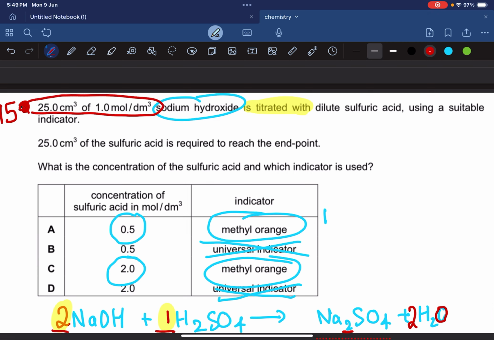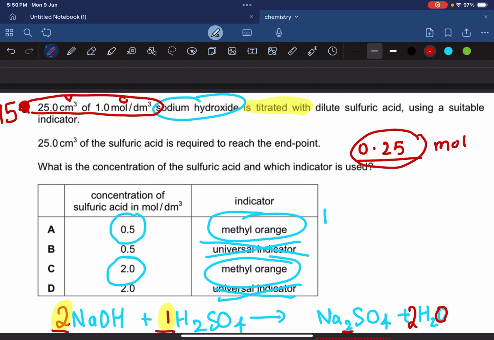How many moles over here do you have? You have a 25 cm cube. You just have to multiply it, and you're going to get 0.25 moles. Okay, moles equals concentration into volume. This is your concentration, this is volume, so you're going to have 0.25. Okay, you have 0.25 moles over here.